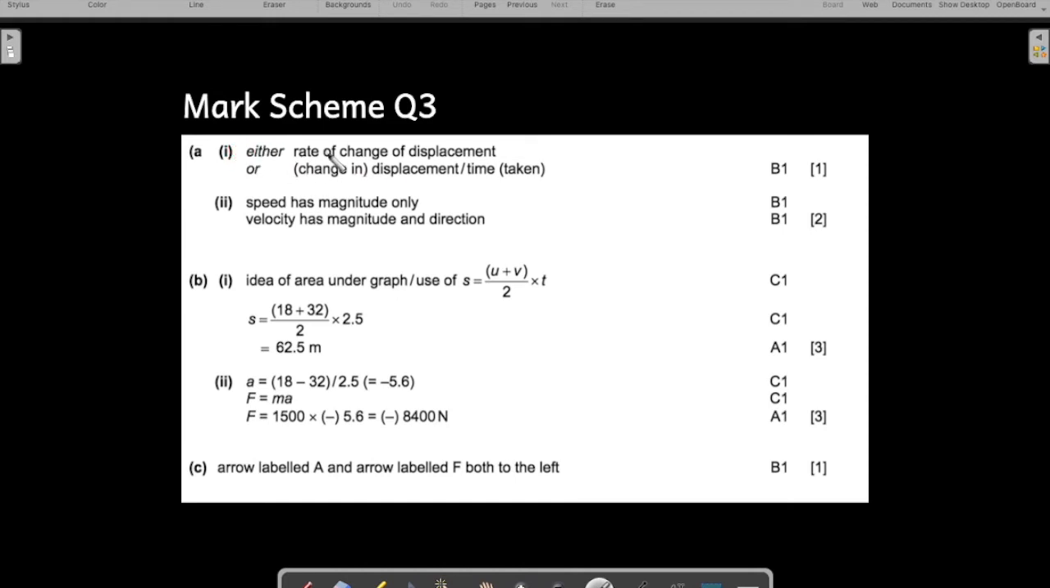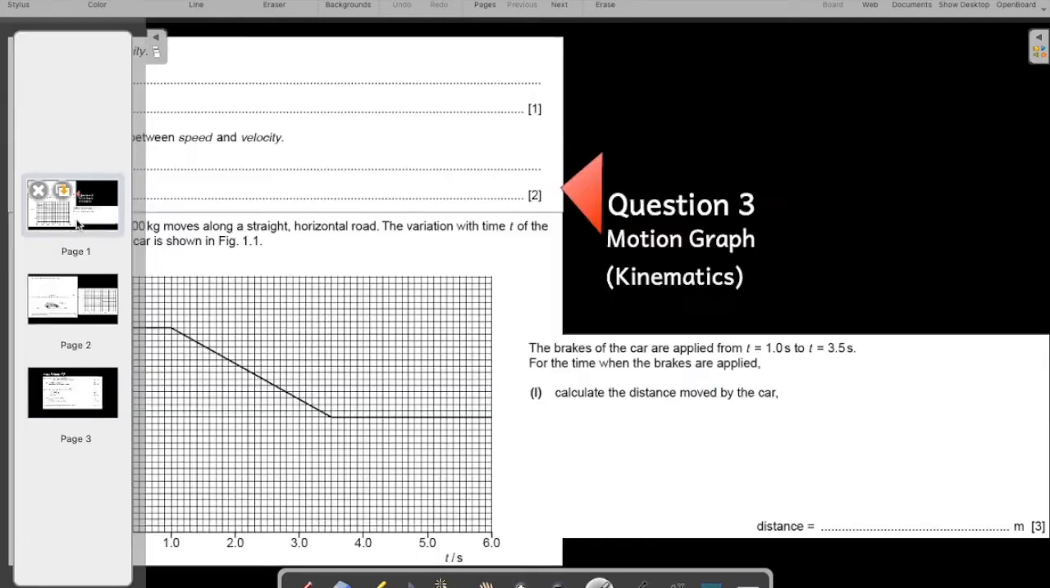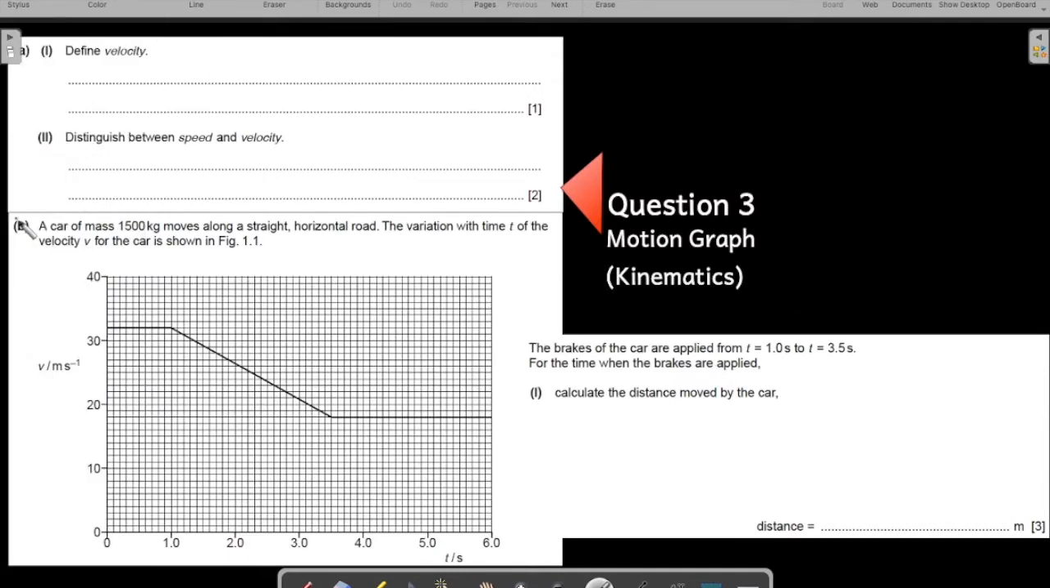Either you define velocity as a rate of change of displacement, or you write down the formula for velocity, which is displacement over time taken. You get the full 1 mark. And to distinguish between speed and velocity, speed has only magnitude, it is a scalar, and velocity has magnitude and direction both, you can say velocity is a vector. So you get 2 marks. Easy and a simple question, most basic kind of a question that you can think of. Let us come to the part B.